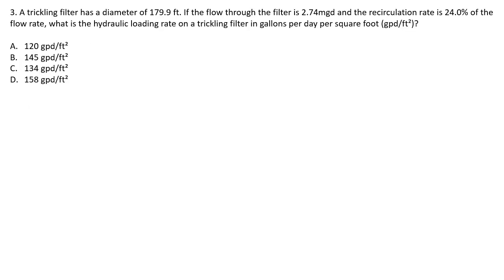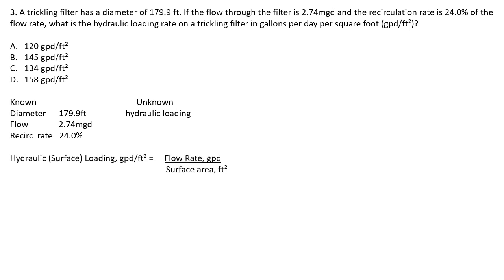Question 3. A trickling filter has a diameter of 179.9 feet. If the flow through the filter is 2.74 mgd and the recirculation rate is 24% of the flow rate, what is the hydraulic loading rate on a trickling filter in gallons per day per square foot? So pull your known and unknown out of your question. What you know is a diameter of 179.9 feet, a flow of 2.74 million gallons a day, a recirc rate of 24%. We're looking for the hydraulic loading.